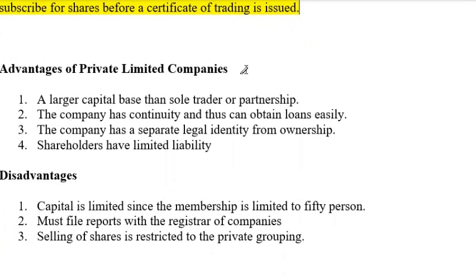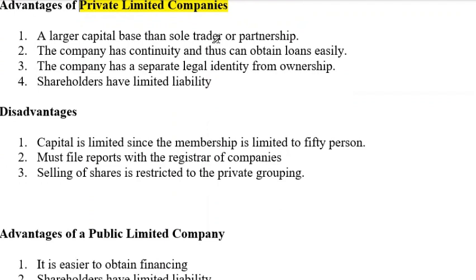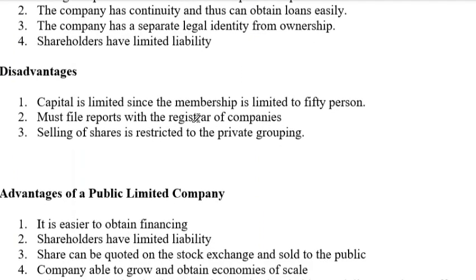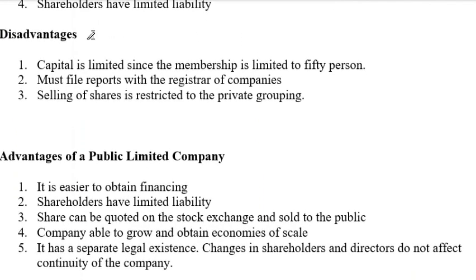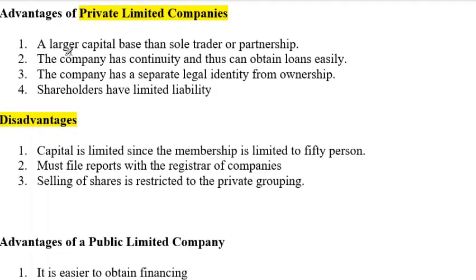So let's look at some of the advantages of private limited companies. So, a larger capital based on a sole trader or partnership, the company has continuity and thus can obtain loans easily. The company has a separate legal identity from ownership. Shareholders have limited liability. Generally, you have more capital in comparison to the sole trader or partnership. The company has a legal separate identity from ownership, so the owner or the individual that made the business does not take any significant losses. The business exists as a separate entity on its own rights.